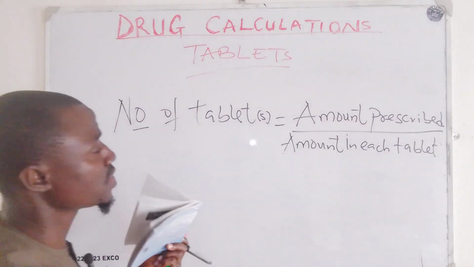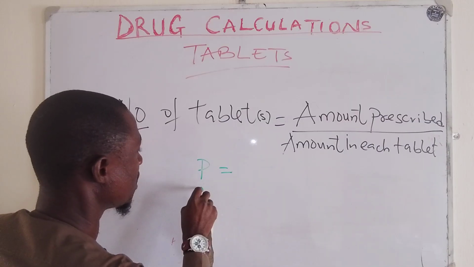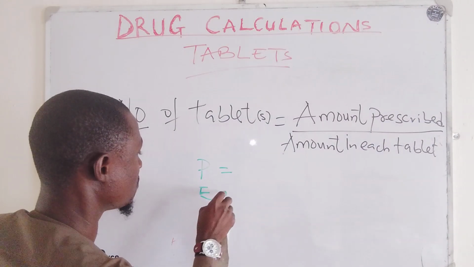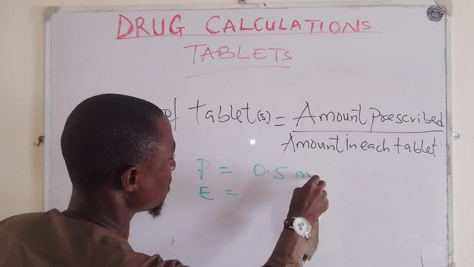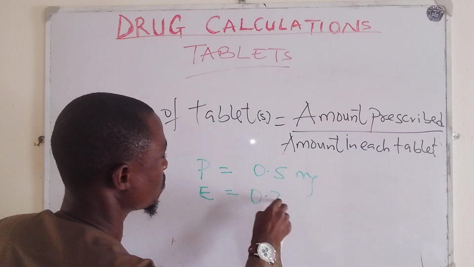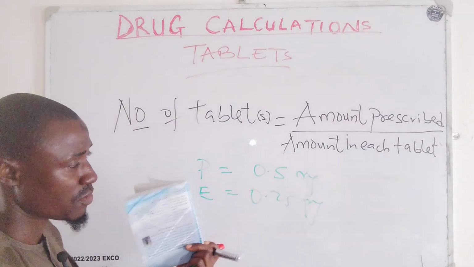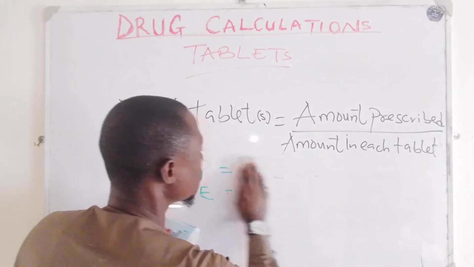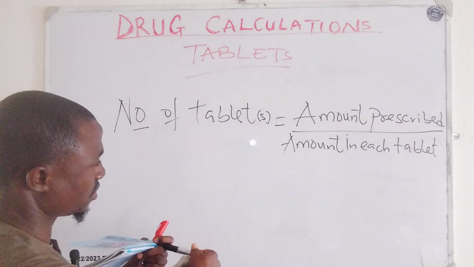But one thing you need to take note of is the unit of the amount prescribed and the amount in each tablet that we have obtained from the pharmacy. They are both in milligrams: 0.5 milligram and 0.25 milligram. So both of them are in milligrams, there's no need for conversion, and we can apply the formula straight away. So let's quickly use this.